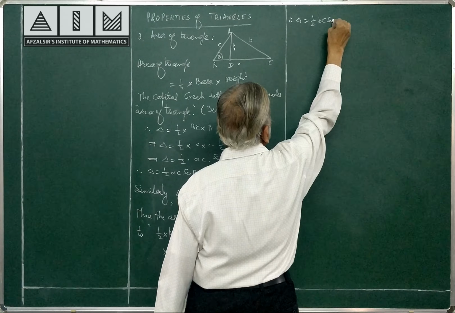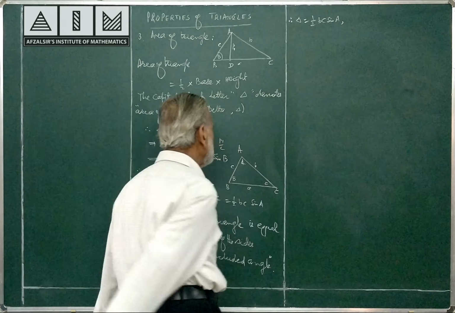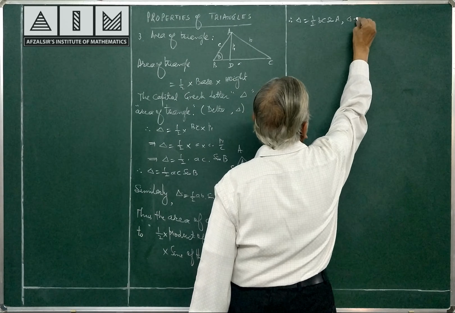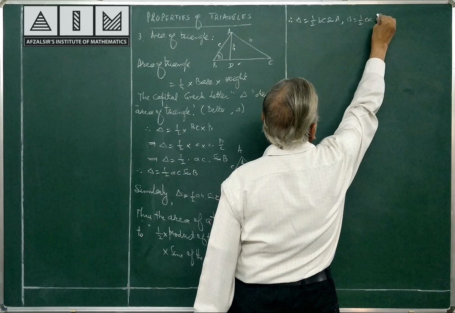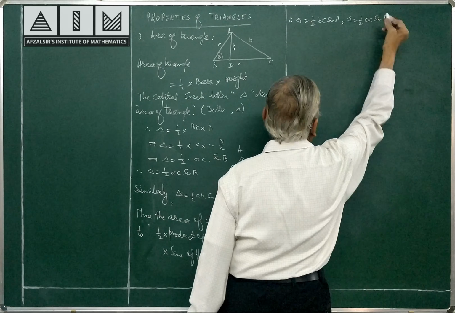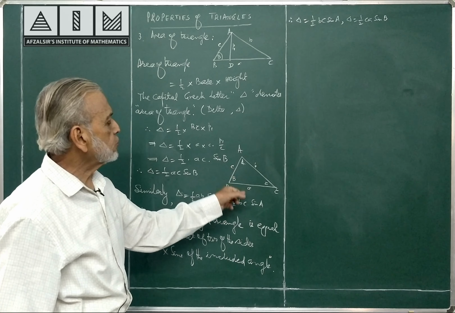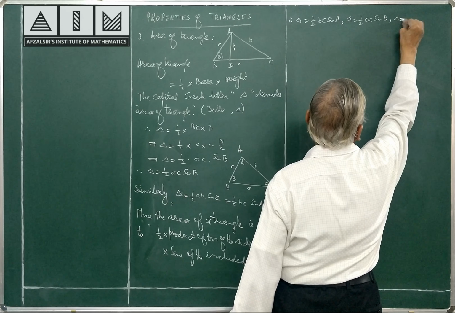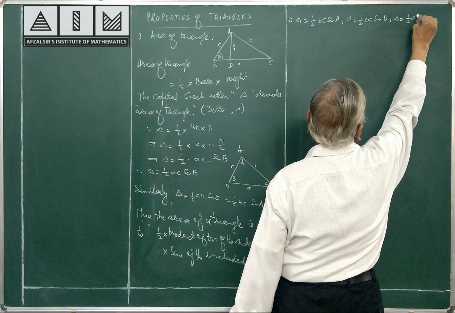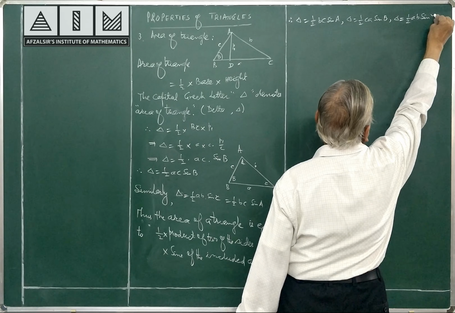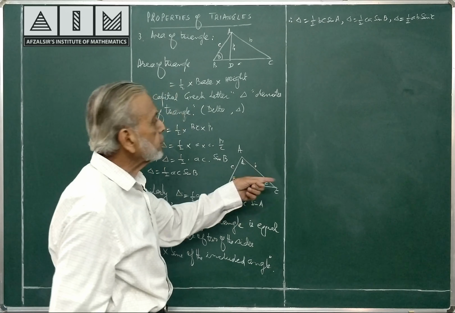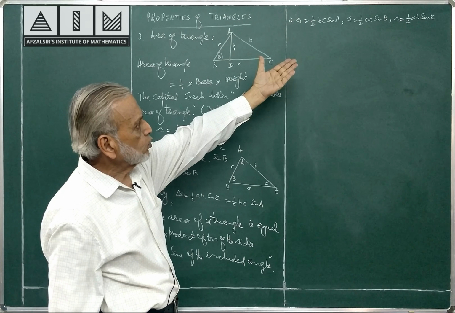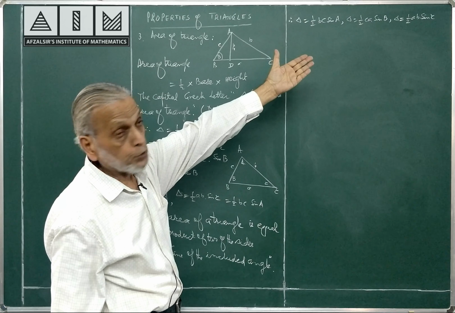One by 2 BC sin A, CA sin B, AB sin C. Delta is equal to 1 by 2 BC sin A, delta is equal to 1 by 2 CA sin B, delta is equal to 1 by 2 AB sin C.